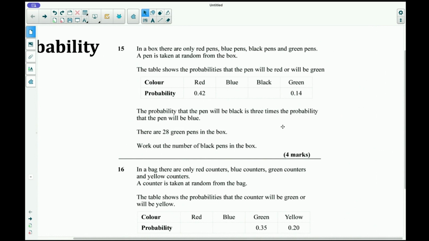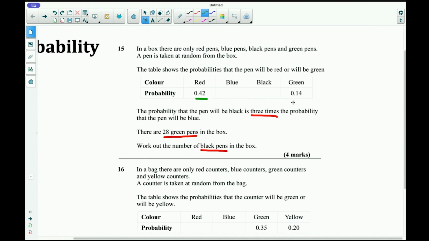And then it says that the probability that the pen will be black is three times the probability the pen will be blue. I'll go ahead and underline these because it's telling us some important information here. Three times the probability that it's going to be blue. There are 28 green pens in the box, and we need to figure out how many black pens altogether there's going to be. The first step is to figure out what our probability is of getting red or green currently.